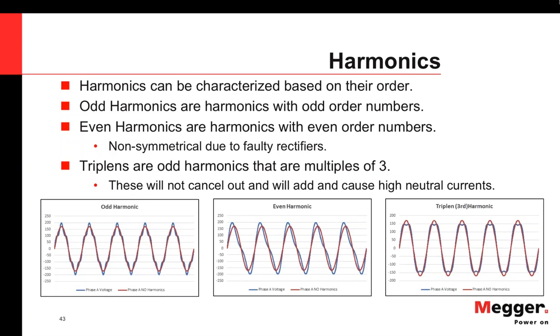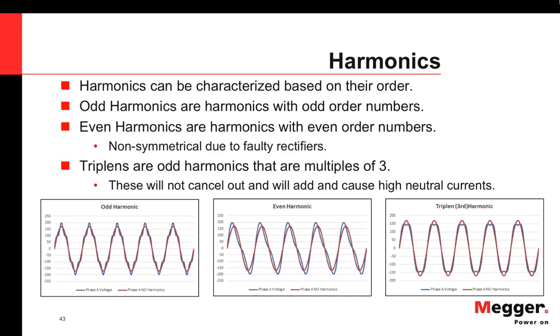When we talk about harmonics, there's different ways that we can categorize them. One method is to look at odd and even harmonics as well as triplets. Odd harmonics are simply that. They're harmonics with odd orders. When I refer to orders, I mean the numerical order of the harmonic, which is basically, if I look at the fundamental at 60 hertz, that's my first order. A second order would be 2 times 60 or 120 hertz. Third order, 3 times 60 or 180 hertz, and so forth. And of course, 0 would be DC.